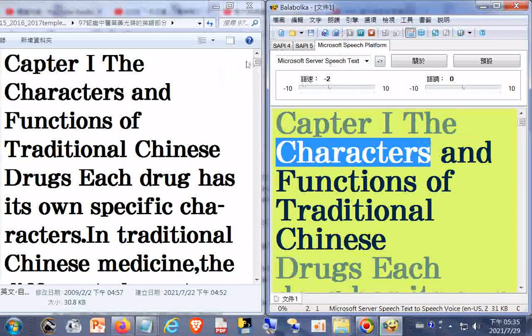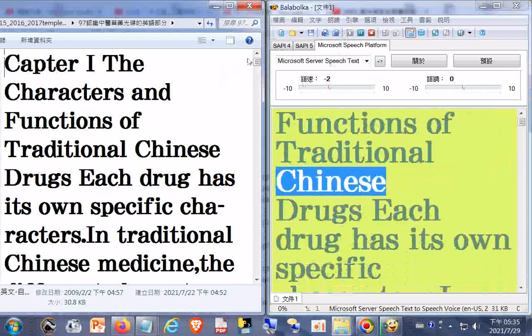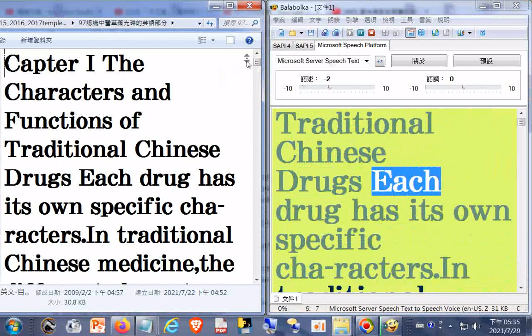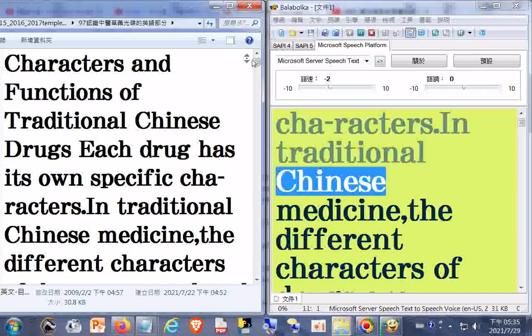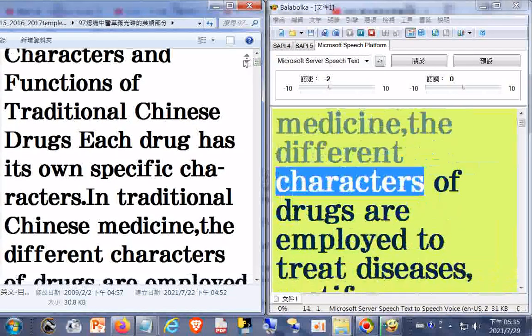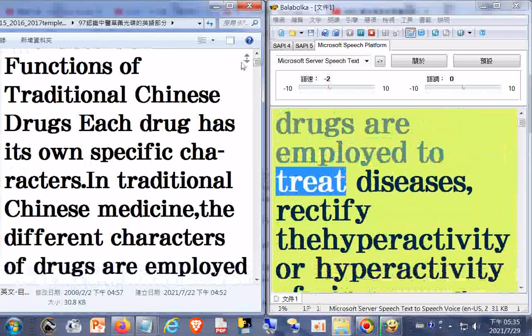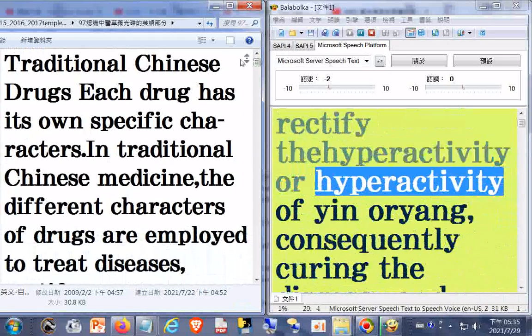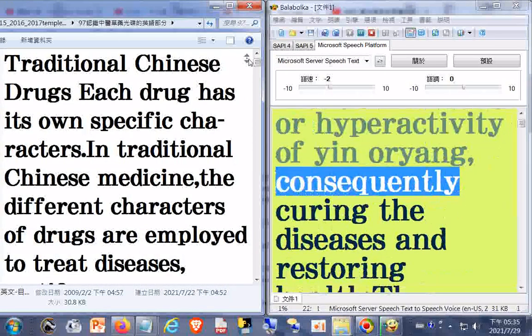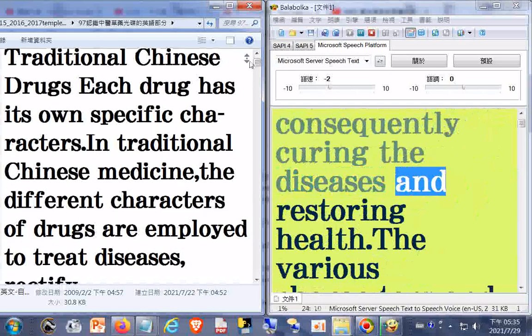capture the characters and functions of traditional Chinese drugs. Each drug has its own specific characters in traditional Chinese medicine. The different characters of drugs are employed to treat diseases, rectify the hyperactivity or hypoactivity of yin or yang, consequently curing the diseases and restoring health.